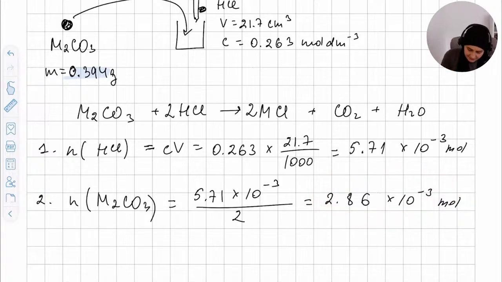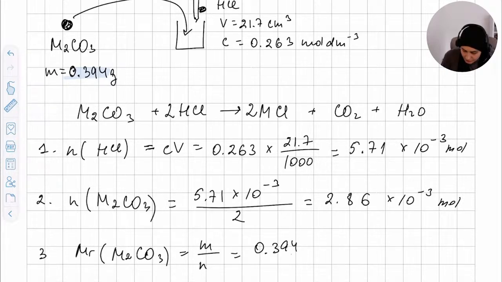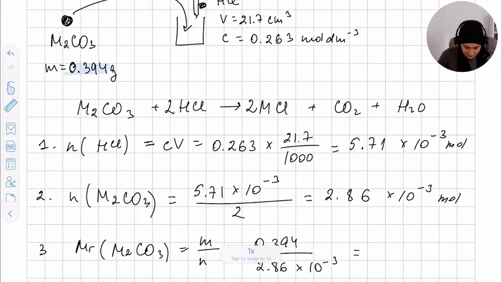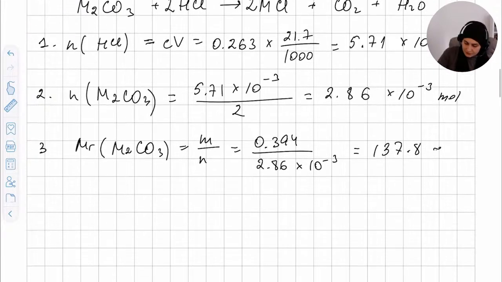And then what? Well, and that's it. And then I find the Mr. So I find Mr of M2CO3 as mass of M2CO3 over moles. So it's 0.394 over 2.86 times 10 to the negative 3. Let's see, so 0.394 over 0.00286, which is 137.8. And approximately 138, right?